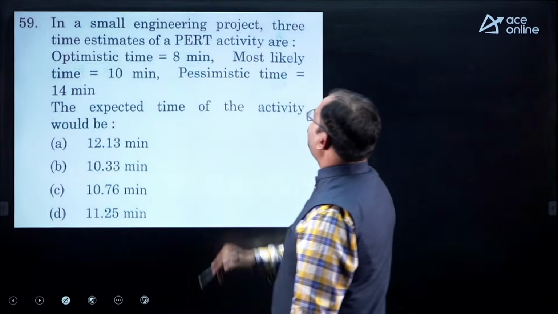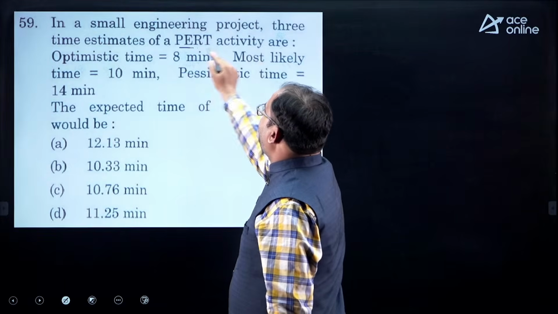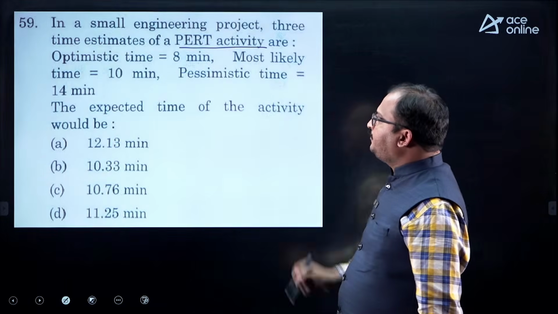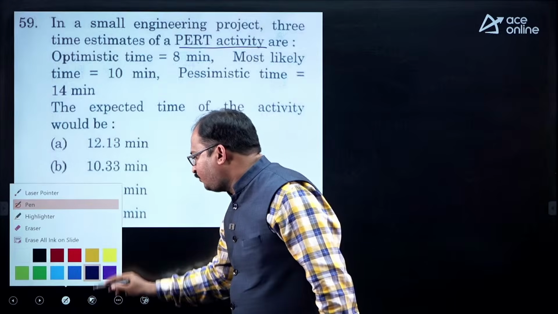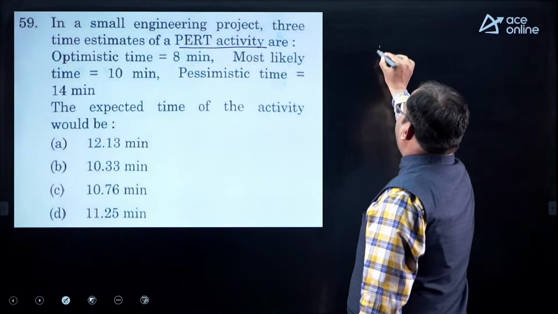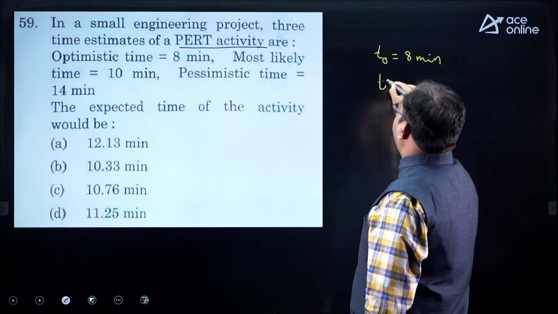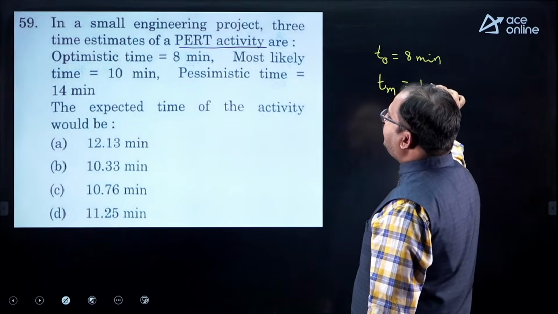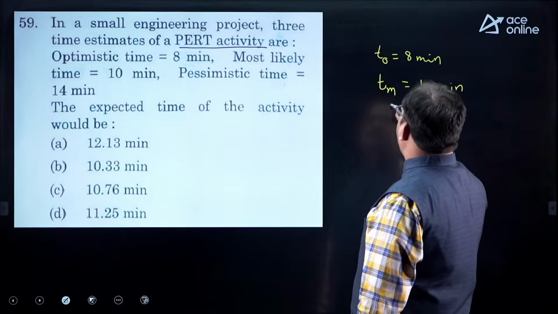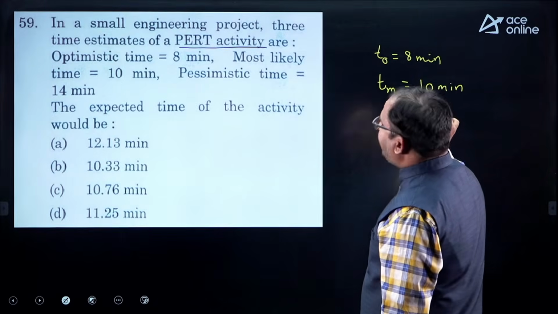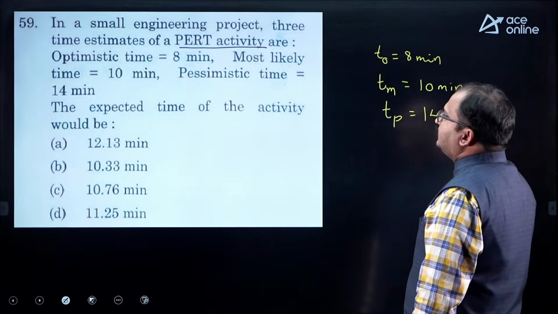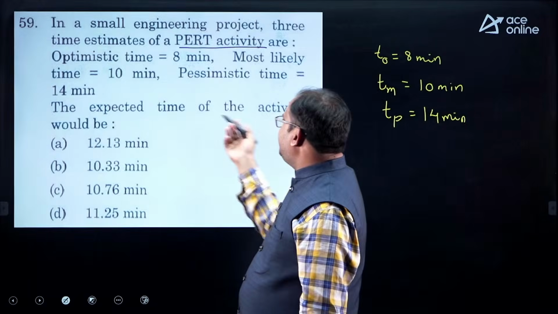In a small engineering project, 3 time estimates of a PERT activity are given. So, optimistic time, you all know about optimistic time. T naught is given as 8 minutes, most likely time Tm is given as 10 minutes, and pessimistic time Tp is given as 14 minutes. So, now he is asking us to determine the expected time.